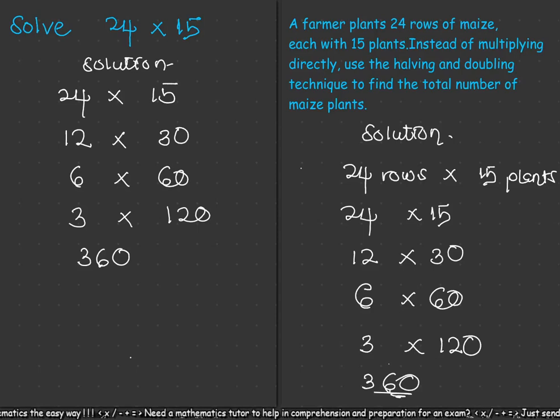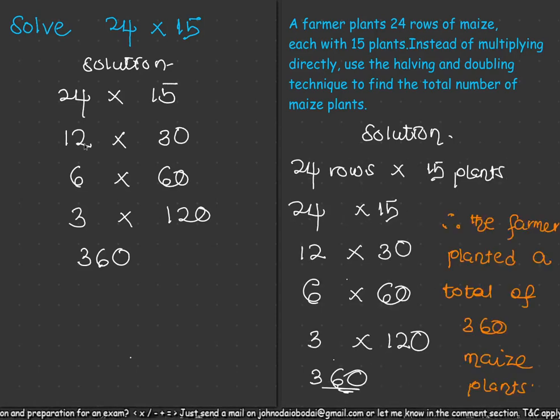Right? So it simply implies that the total number of maize plants were what? 360. So you can just write your answer here and say, therefore, the farmer planted a total of 360 maize plants.